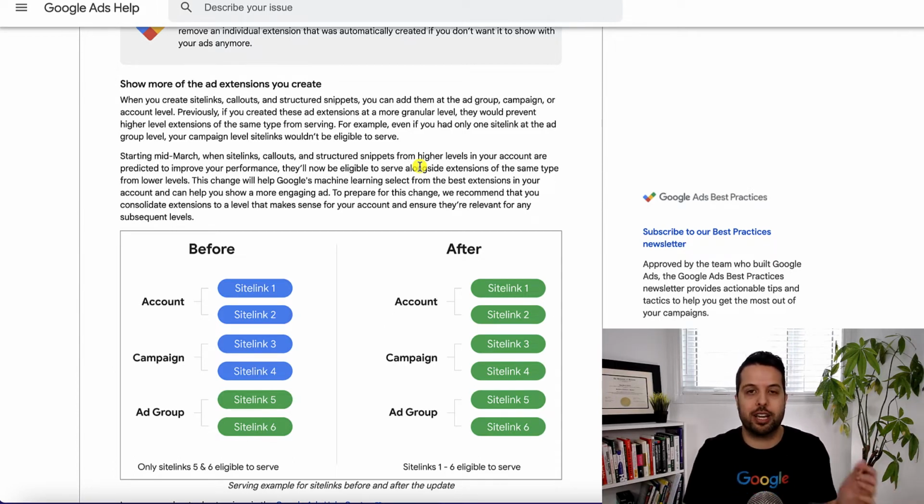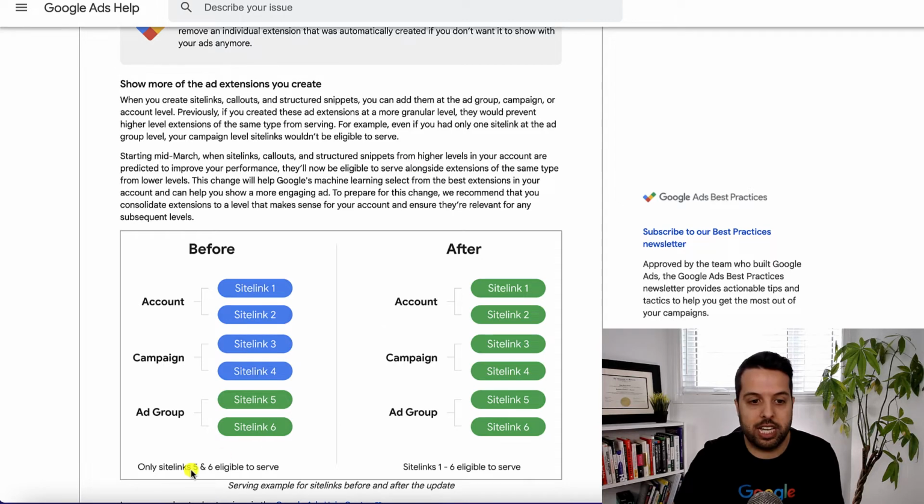But a lot of the times when I do this, I do it on purpose, right? Like I don't want certain people to see certain extensions, or I took over an account and the old agencies had all kinds of junk at the account level, and the way I fixed it was, instead of deleting it, I would just create my own at the campaign level, apply it to the campaign, and then only mine would show. So that's all going to change now. And this is a pretty big deal, because again, this happens all the time for me.